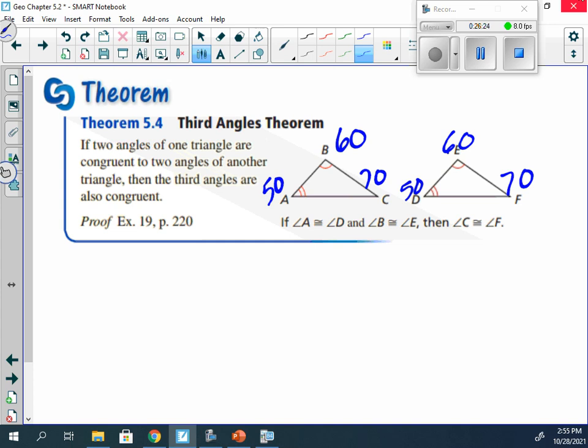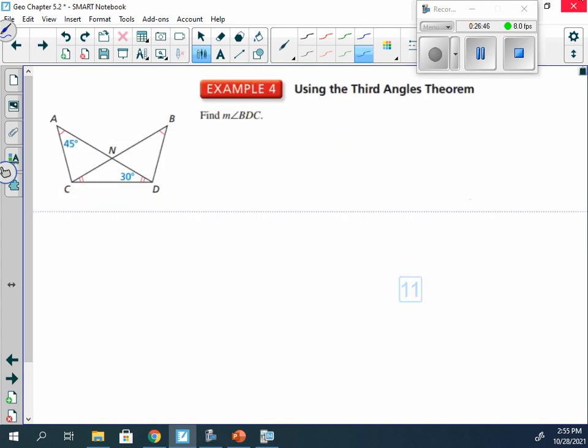Now, what is very nice with this is that it helps us in showing that two triangles are congruent. Because before this, to be able to say that two triangles are congruent, we needed to know that all three sets of sides are congruent and all three sets of angles. We needed everything in the triangle to be able to say that they're congruent.